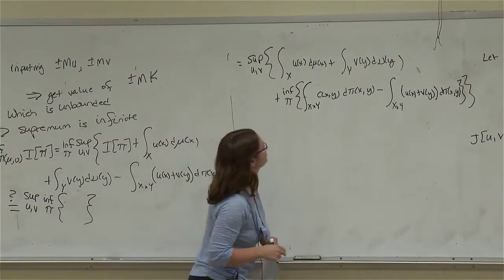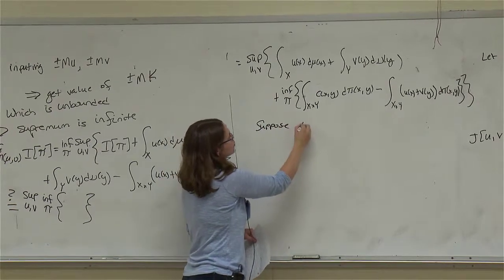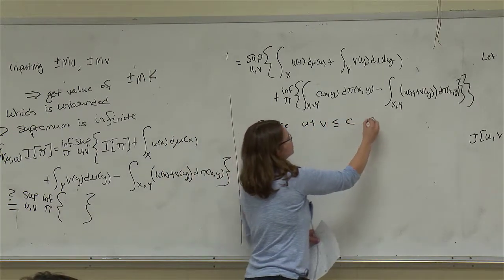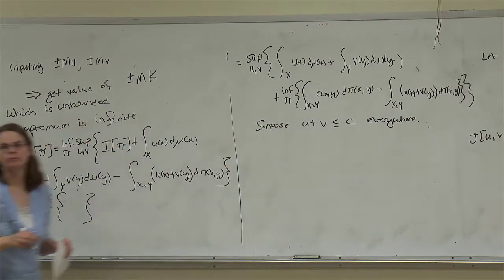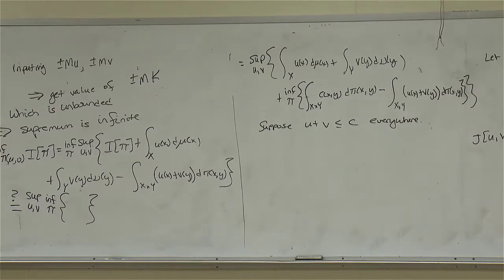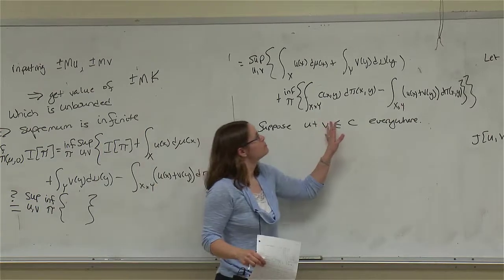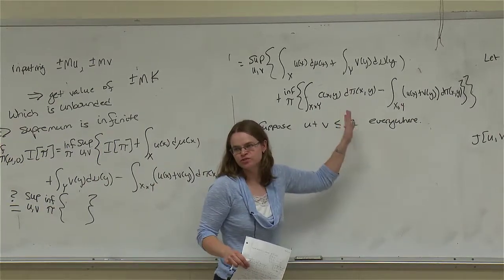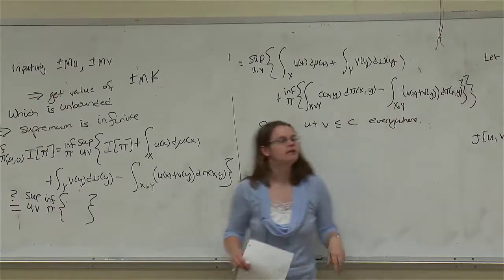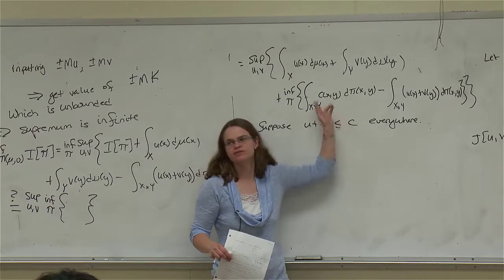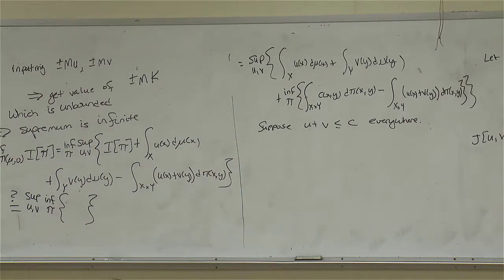Okay, so let's see. Let's look at this. So let's suppose u plus v is less than or equal to c everywhere. We are assuming that we're living in the space of continuous functions, though, right? So I started by saying u and v are continuous functions. And last class, we made an assumption that c is continuous. So almost everywhere is going to become everywhere.